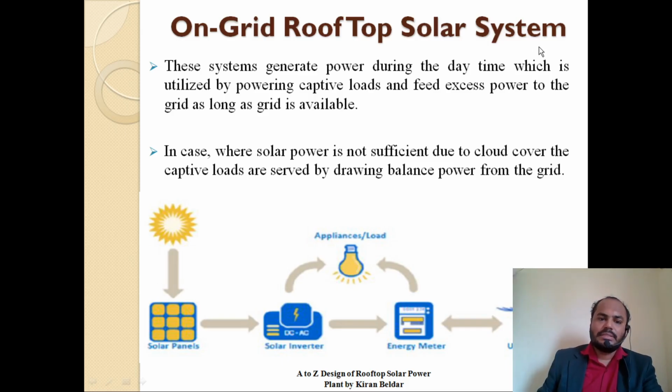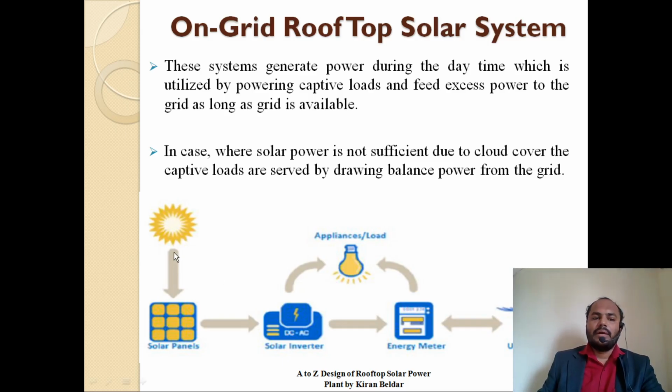The on-grid rooftop solar system generates power during the daytime, which is utilized by powering the respective captive loads, and feeds excess power to the grid as long as the grid is available. In case solar power is not sufficient due to cloud cover, the captive loads are served by drawing balance power from the grid. In short, in the daytime or cloudy weather, whenever solar electricity is not generating enough, we draw the remaining power from the grid.